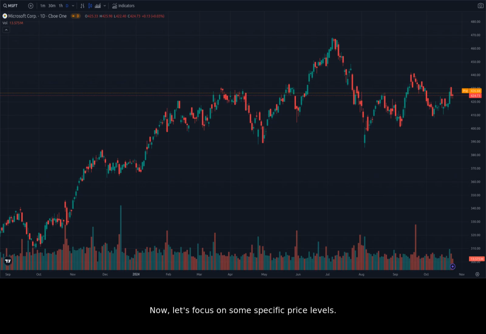Now, let's focus on some specific price levels. Looking at the past few months, we can identify a key support level at around 325. This was where Microsoft bounced back from its recent dip and began its ascent.